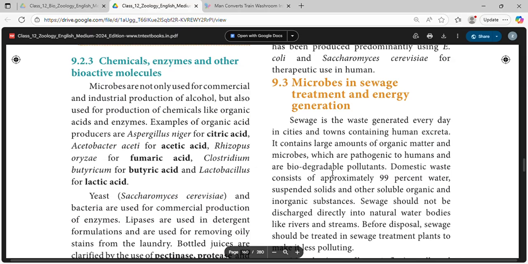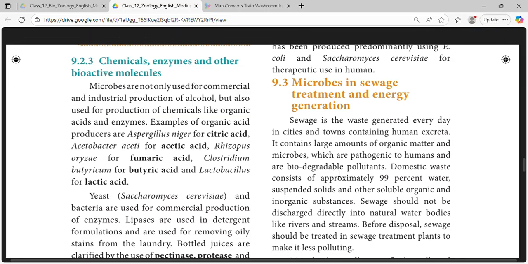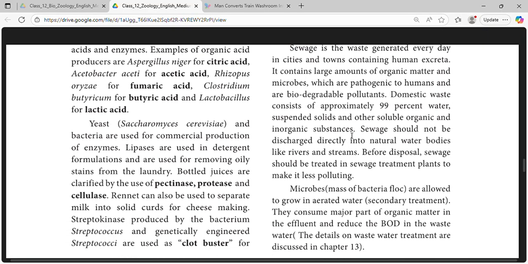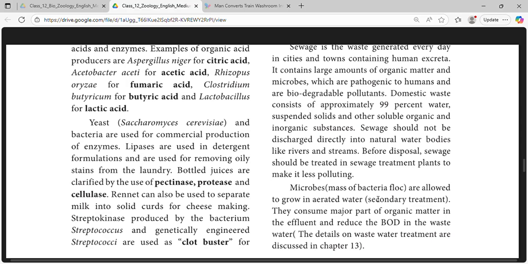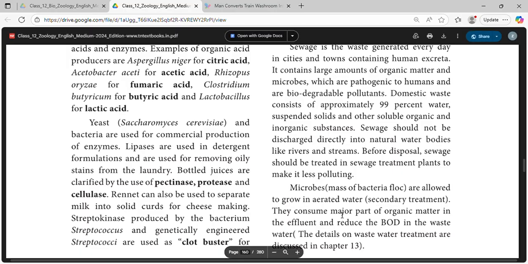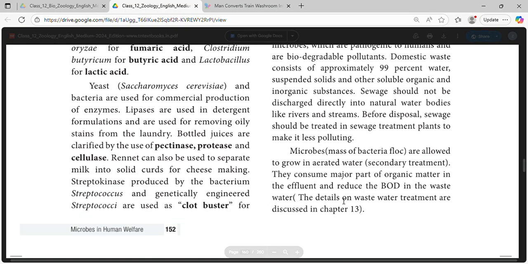Sewage is the waste generated every day in cities and towns, containing human excreta. Microbes are allowed to grow in aerated water. In secondary treatment, they consume a major part of the organic matter in the effluent and reduce the BOD in the wastewater.